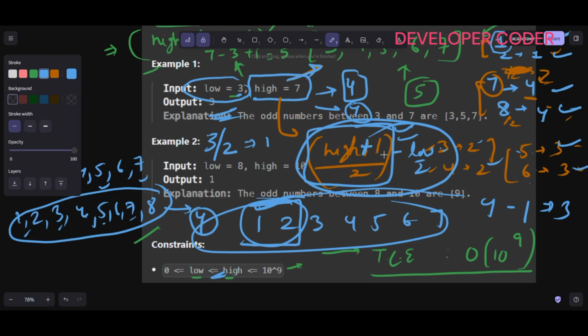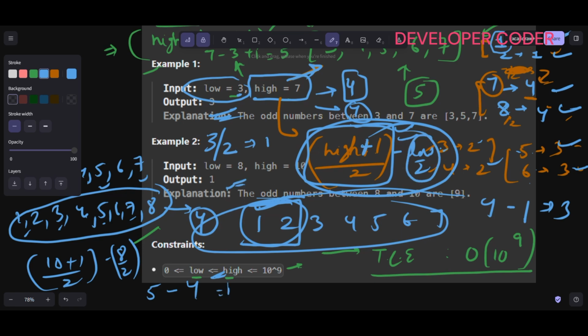So you can take some other example. Low 8, high 10. So for high 10, (10 plus 1) divided by 2, and low is 8, minus 8 divided by 2, right? So 10 plus 1 is 11, 11 divided by 2 is 5. 5 minus 4, I will get 1. So 1 is the output, right? So on this side you just have to do low divided by 2, right?